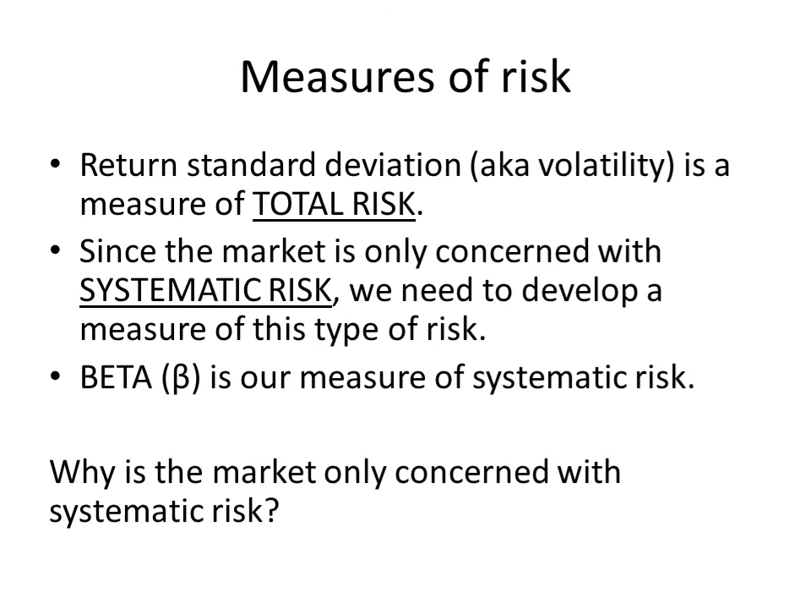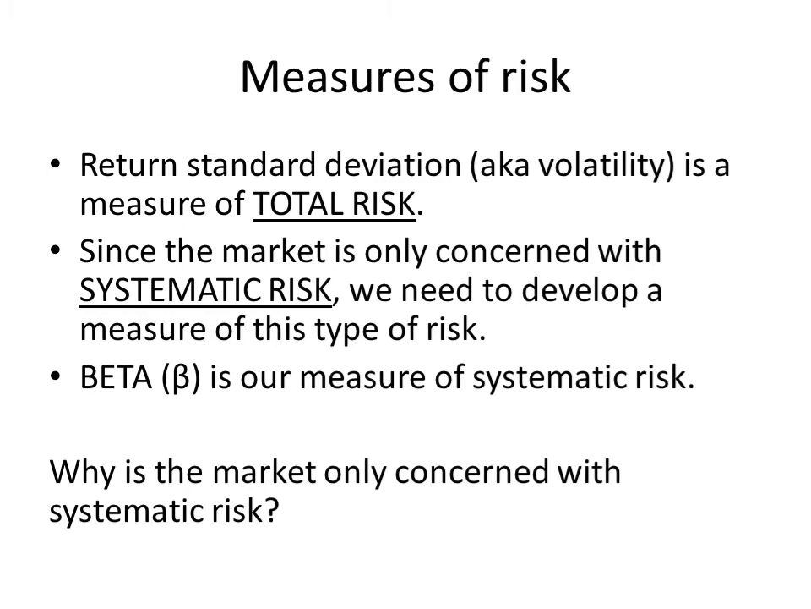So far, the measure of risk that we have talked about has been return standard deviation. This is a measure of total risk, and we also call that volatility. But we've been learning that there are really 2 kinds of risk. There's systematic risk and there's unsystematic risk. So we need to come up with a measure for systematic risk.